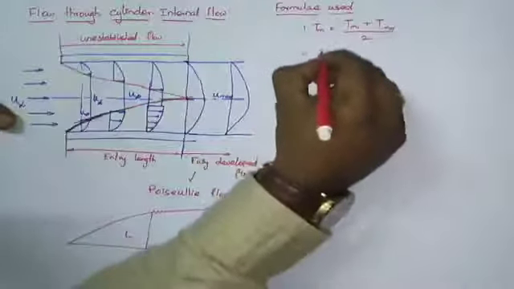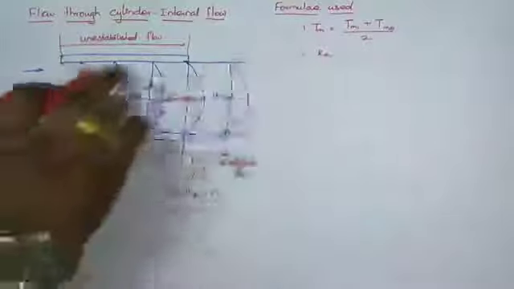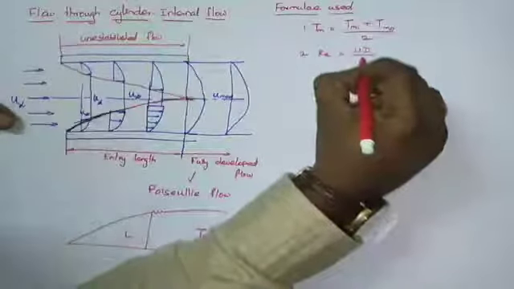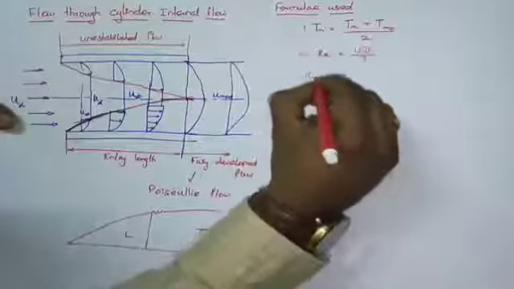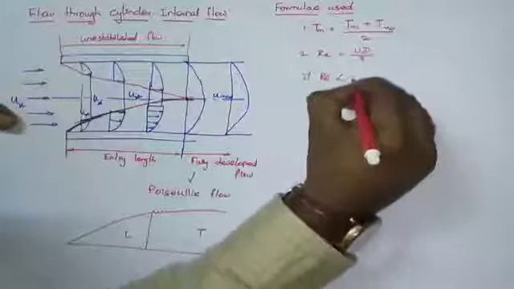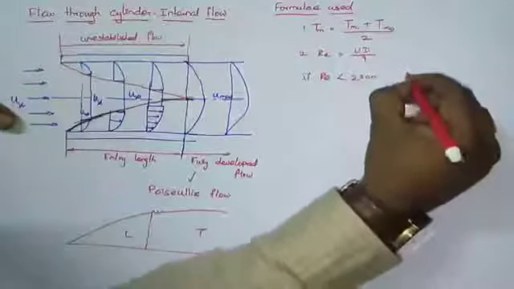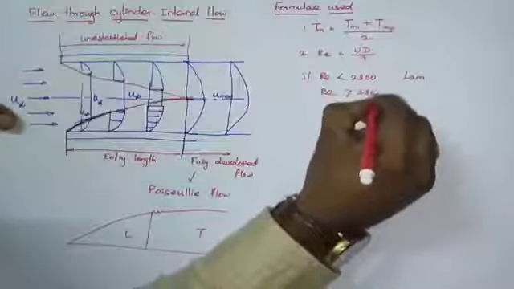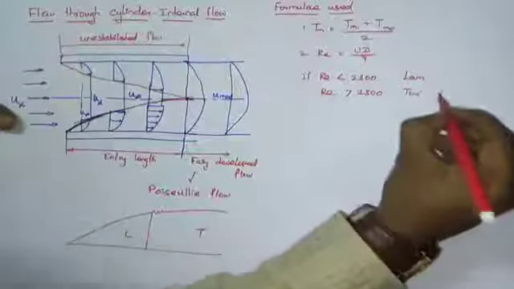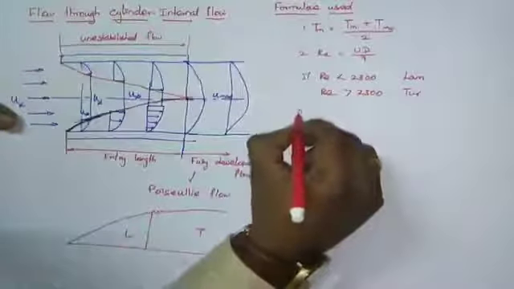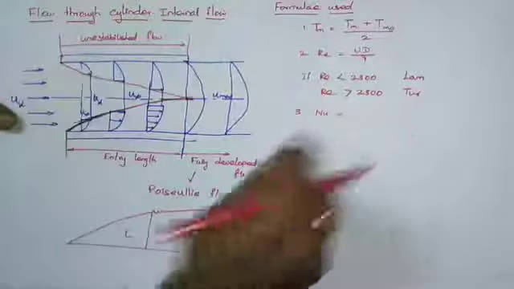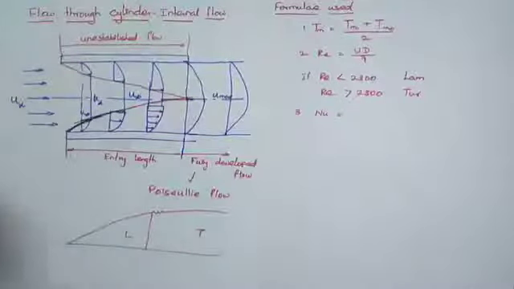The second thing is the Reynolds number formula. Here it is internal flow, so instead of UL, we are going to use UD divided by nu. If Re is less than 2300, then the flow is laminar flow. If Re is greater than 2300, then the flow is called turbulent flow, right? The third formula is the Nusselt number formula, which you have to take from the data book. In the data book, from the index page, you just find the internal flow pages.